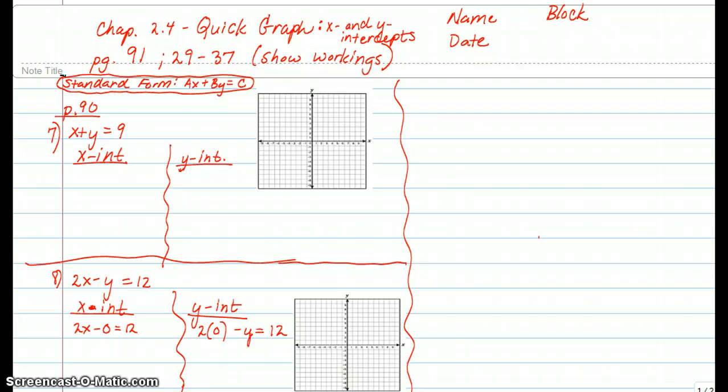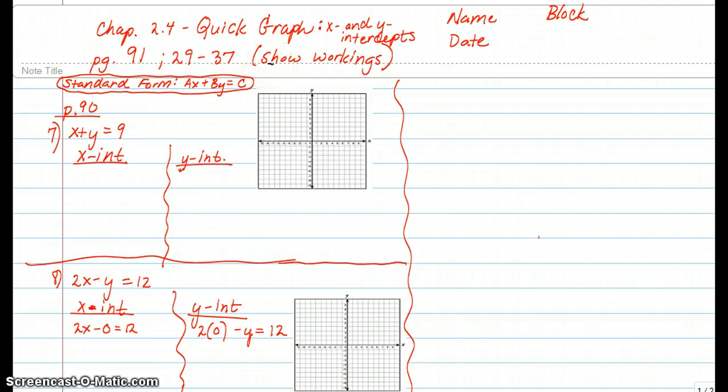So these problems will be from page 90, although your assignment is on page 91, 29 through 37. All of these problems require workings, and 32 through 37 require graphing as well, so you'll have 6 graphs to do that on.